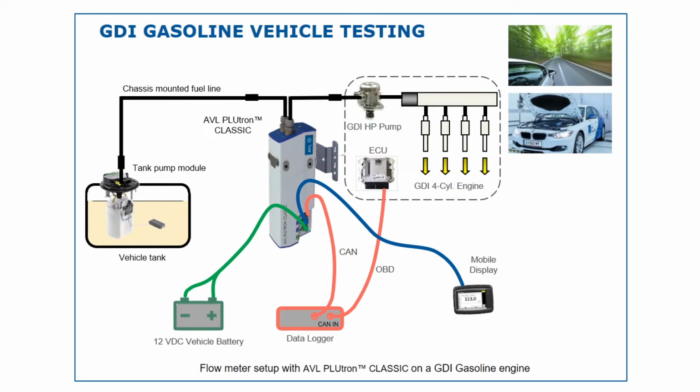For vehicles with direct fuel injection, the flow meter setup is identical. And AVL PLUtron is the only flow meter which can deal with the pressure pulsations from modern GDI high pressure pumps and which can be mounted close to the engine.